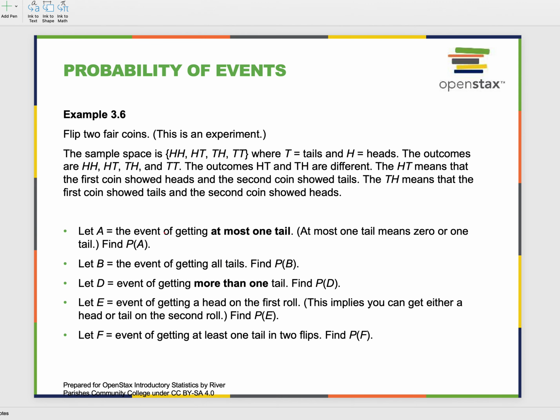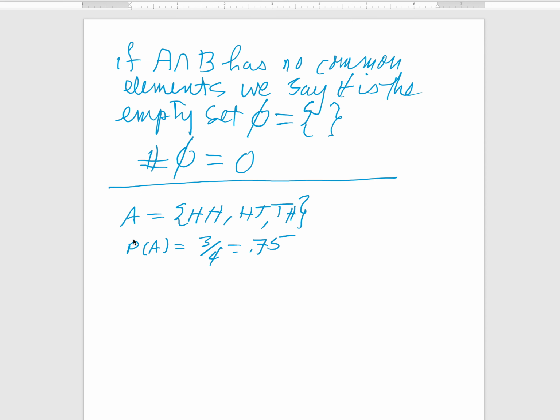What's the probability of B, the event of getting all tails? Well, the only way to get all tails, B would be equal to tail, tail. So for the probability of B, there's only 1 of those, and it equals 0.25. So you could say A and B are complementary to each other, right? A prime is actually equal to B.